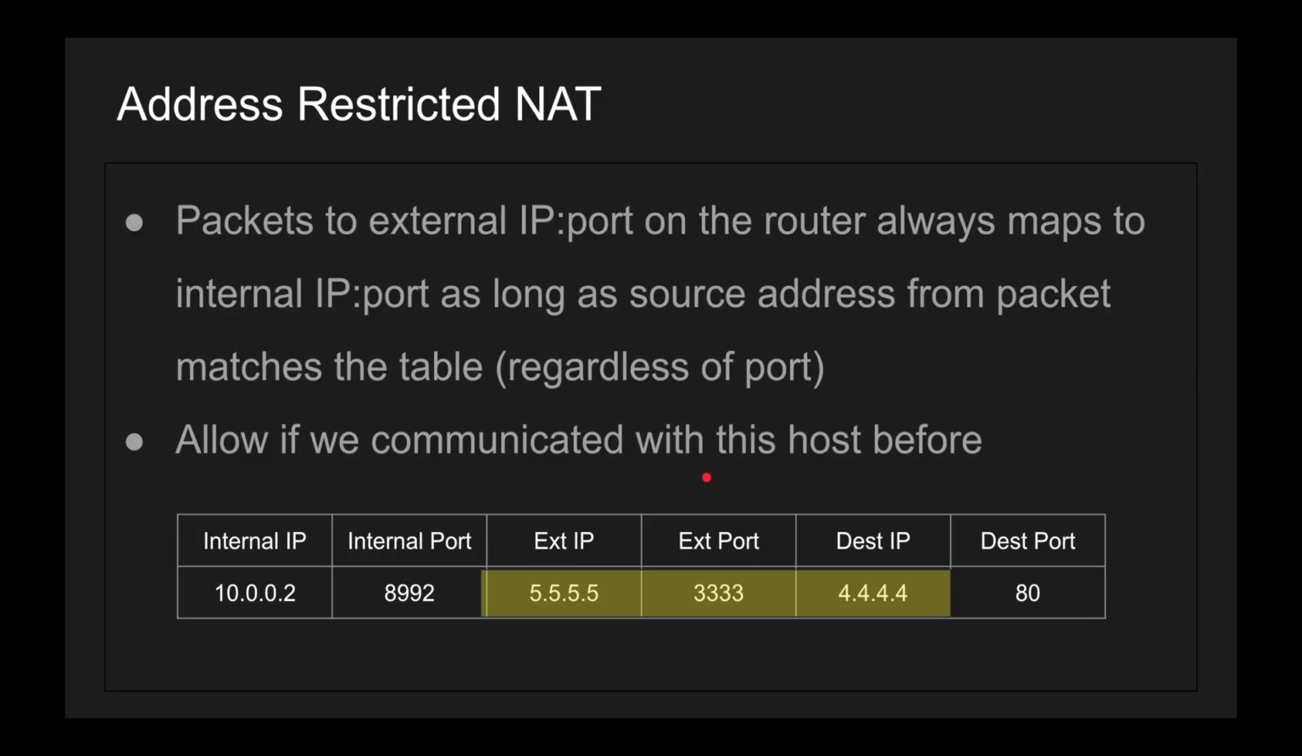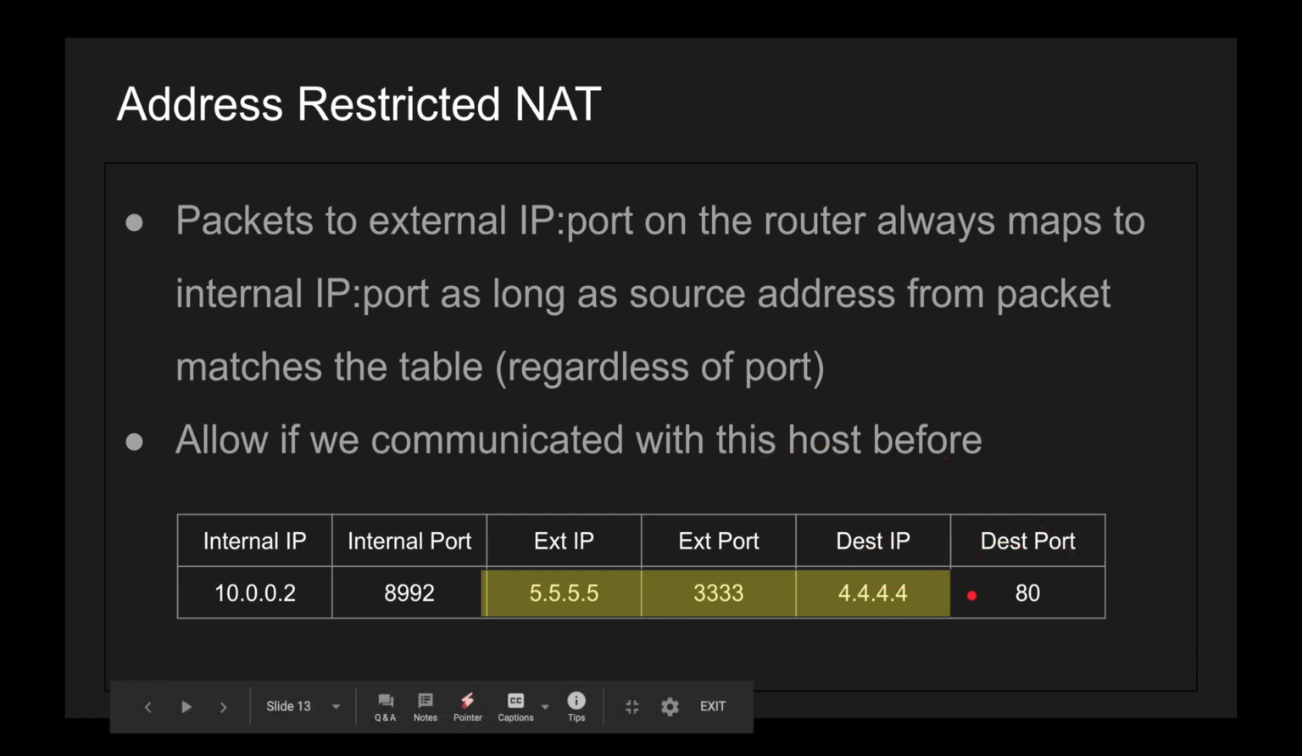Address restricted NAT, because some routers will restrict. It says, you know what, this is a little bit dangerous. We want at least to restrict some of this stuff. If you're going to visit this port, this IP address, we want to let you know at least, did we actually communicate with you before? Are you good? Are you not shady? That's what we want. So we check the address. That's what it's called, address restricted NAT.